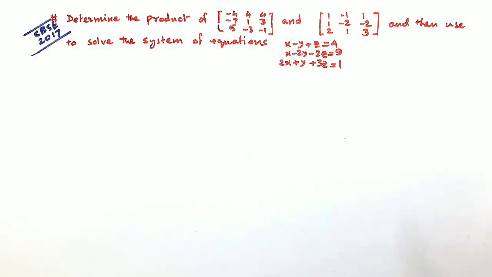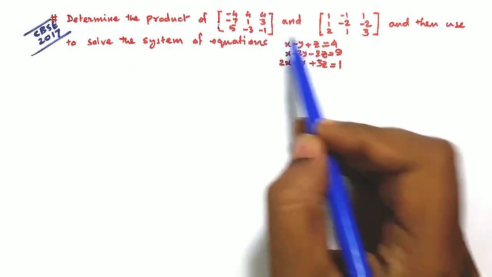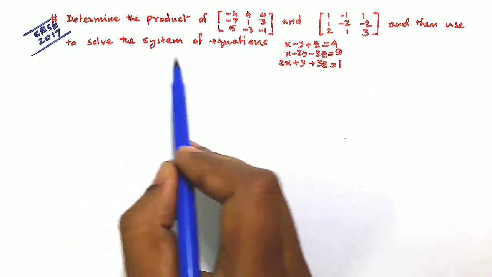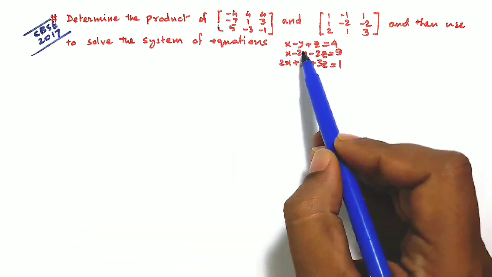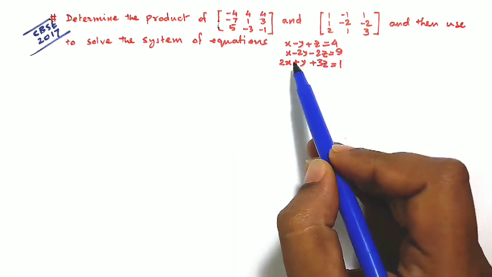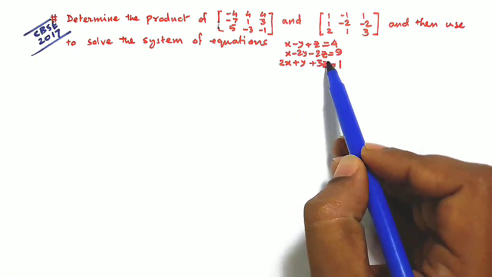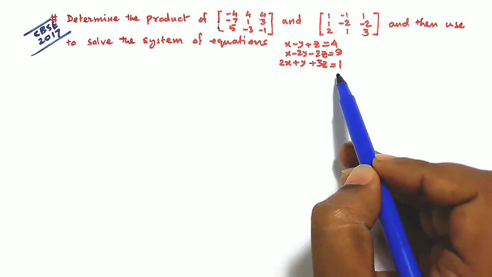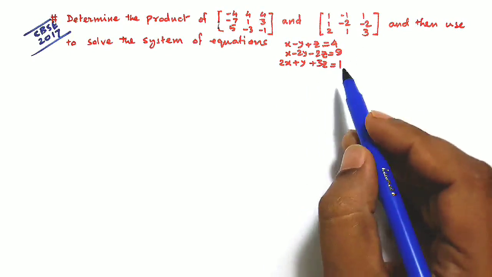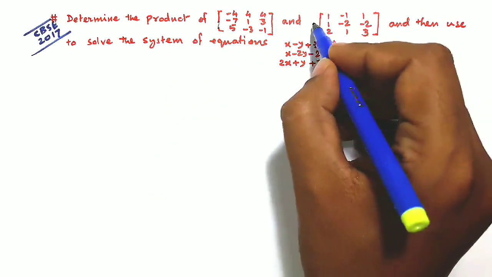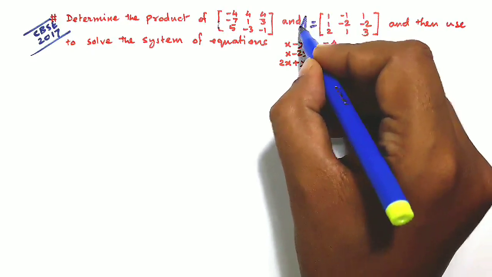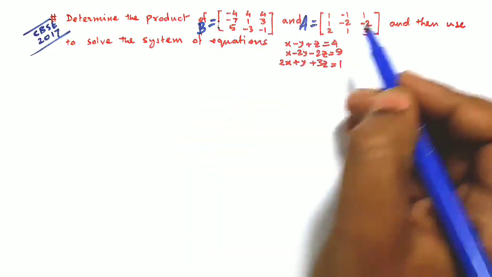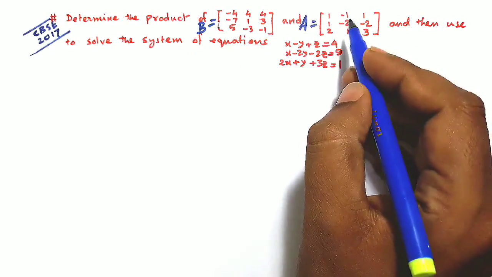Determine the product of this matrix and that matrix and then use it to solve the system of equations x minus y plus z is equal to 4, x minus 2y minus 2z is equal to 9 and 2x plus y plus 3z is equal to 1. First of all, we consider this matrix as A and this matrix as B. B is the first matrix and A is the second matrix.